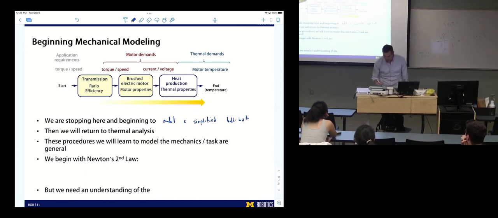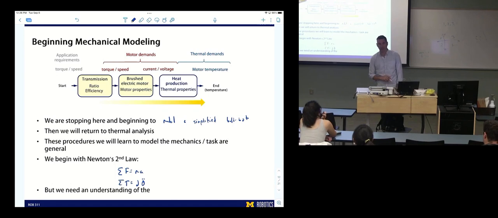We're going to begin with Newton's second law, F equals ma, or sum of torques equals J theta double dot. In this class, we're mostly around the torque equation, but we do have some of the force equations as well. Before we can actually model this, we need an understanding of the forces, properties, and desired motion.